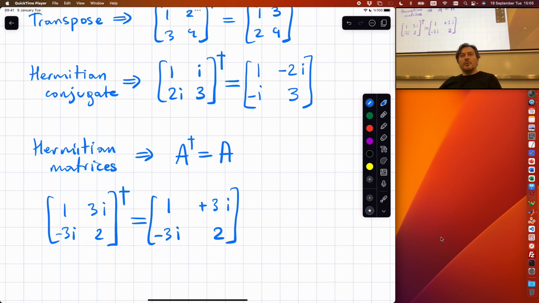Let me spoil one more thing for you. Why do we care about Hermitian matrices? Because everything that we can measure in nature corresponds to a quantum mechanical Hermitian operator. The matrices that correspond to measurement of position, measurement of momentum, they are going to be Hermitian. Okay, that's why we care about this.